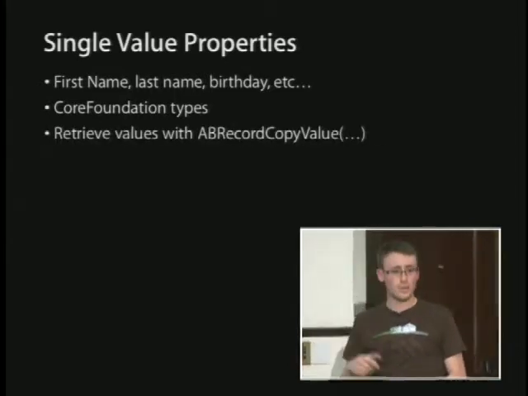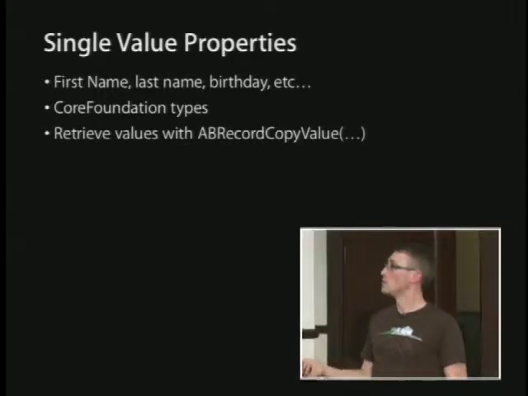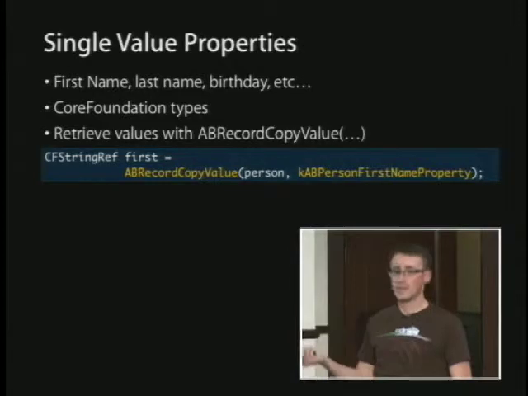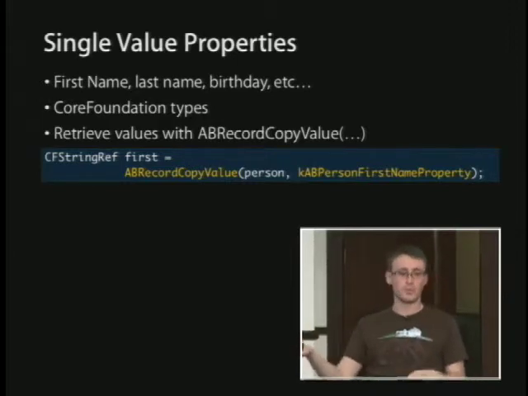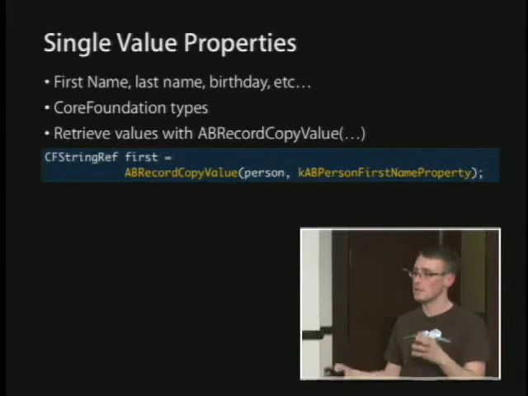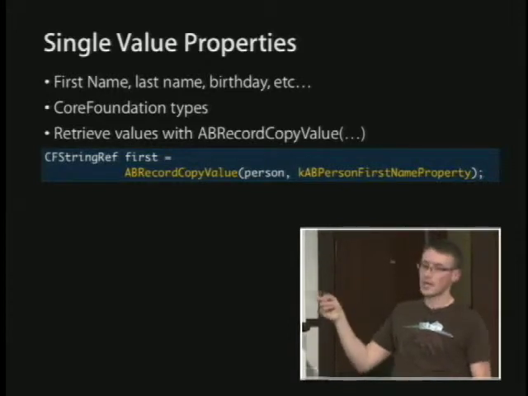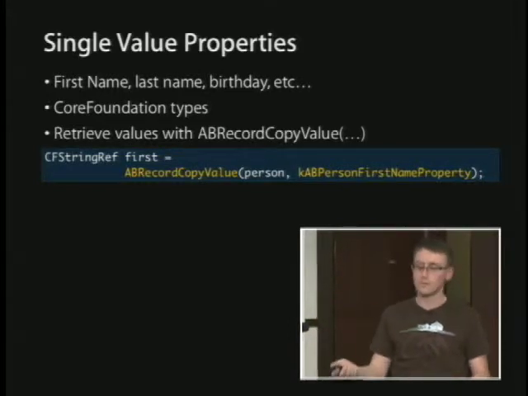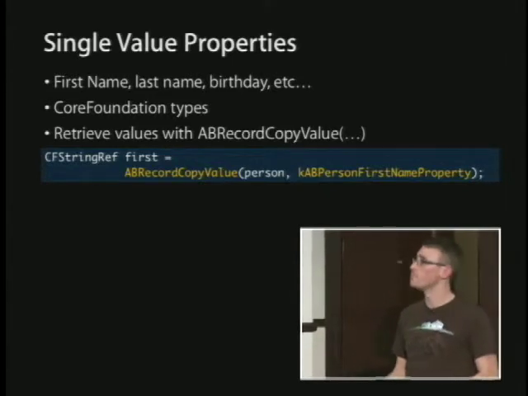To get at the values, ABRecordCopyValue, that looks like this. It takes a person as argument and the name of the property. So it's this abstract function that lets you access any sort of data. You specify what property you want, the first name, the last name, the birthday, the notes, whatever you want, and you're going to get the value back. The types of the different properties are also defined in the header. So look at the header, and you'll know what type you should expect from that property.